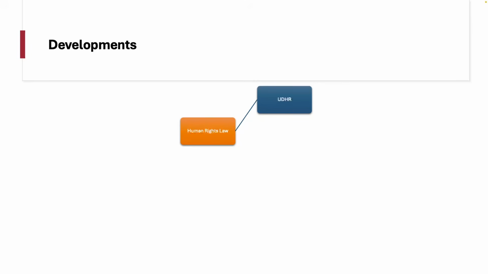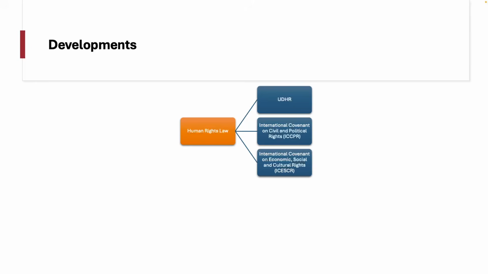But its implementation into actual treaties that could have legally binding status and could provide human rights to individuals around the world would come later, with the ratification of both the International Covenant on Civil and Political Rights, the ICCPR, as well as the International Covenant on Economic, Social and Cultural Rights, the ICESCR. These become known as the twin covenants, and are both adopted in 1966 and would come into force a decade later.